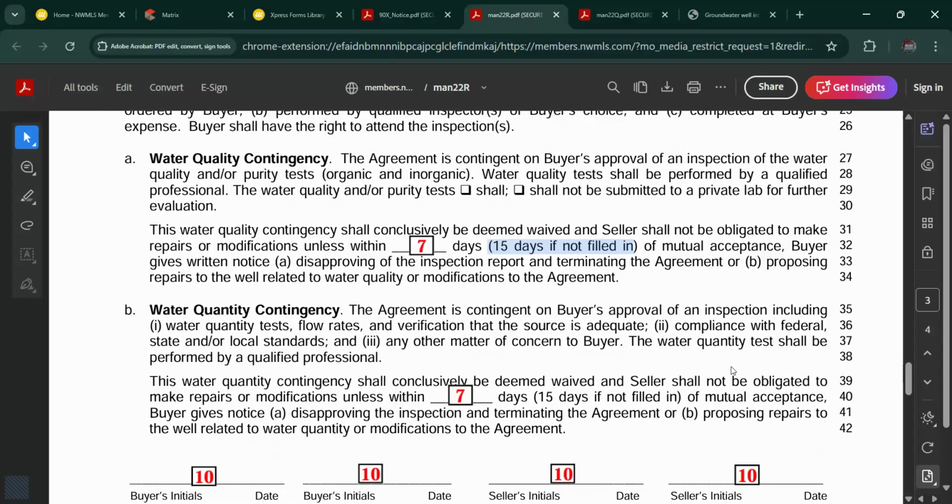Gotta make sure that the quantity is gonna last, right? The flow rates, the verification that the source is adequate, compliance with federal, state, or local standards. And three, any other matter of concern to buyer. The water quantity test shall be performed by a qualified professional. That one you definitely would have to hire a well inspector.